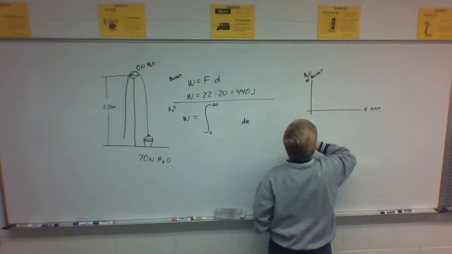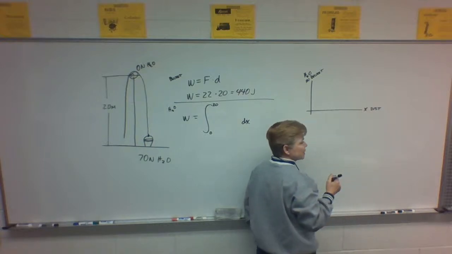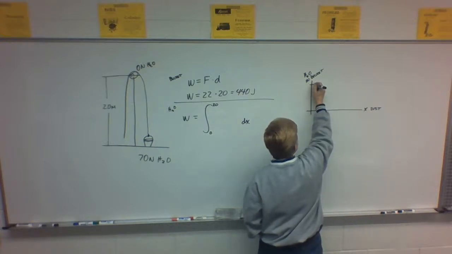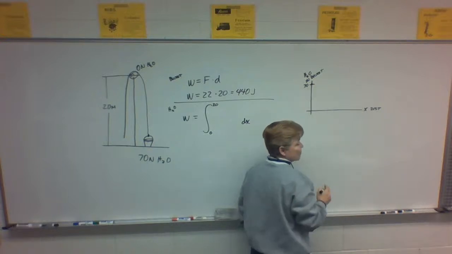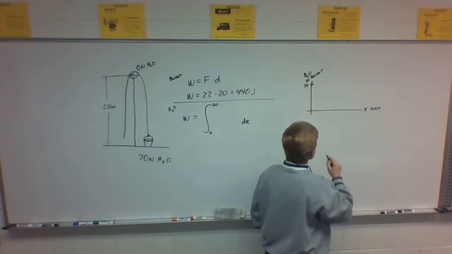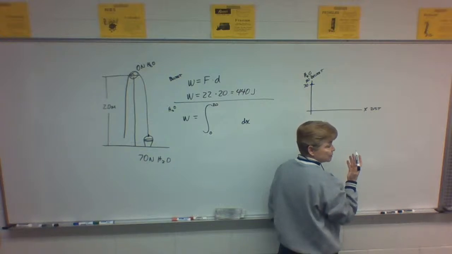B-U-C-K-E-T. Okay, that's the amount of water in the bucket. So before we have lifted it anywhere, how much water is in the bucket? 70. So if I put a 70 up here, that would be where it starts. Right? What shall I put on the x-axis? Meters. How many? 20.